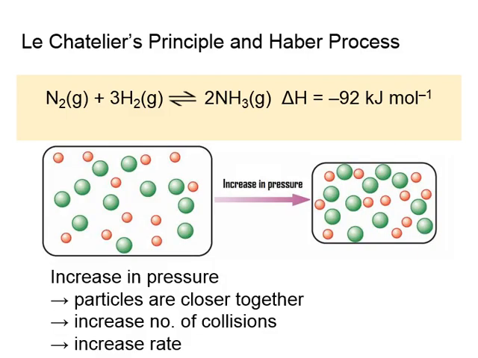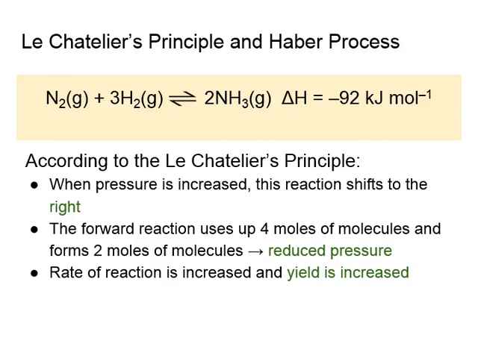Pressure is another factor that will affect the yield of ammonia in the Haber process. An increase in pressure will increase the rate of the reaction, because there will be more successful collisions between reactant molecules. High pressure will cause a shift in the equilibrium towards the production of ammonia. This is because when pressure is raised, the equilibrium will shift to the right to form fewer moles of gaseous molecules. The forward reaction will use up 4 moles of molecules and form 2 moles of molecules, reducing pressure. In the process, more ammonia is formed and its yield is increased.